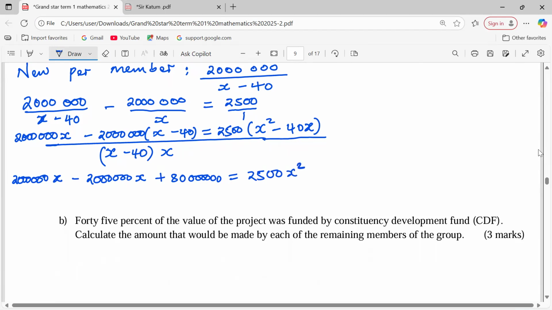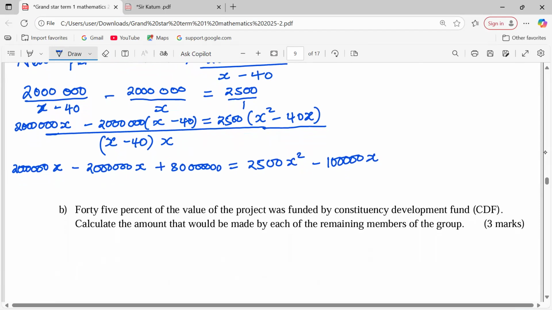2500. X is now squared minus, when we multiply 2500 by 40, let me use my calculator to multiply 2500 by 40. That gives us 100,000. Yeah, 100,000 x.